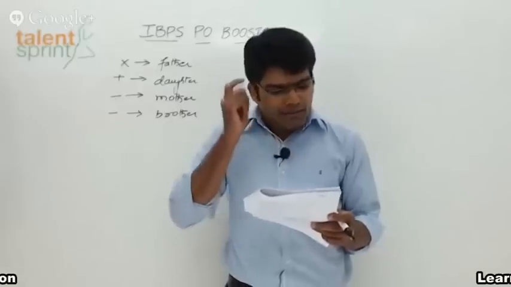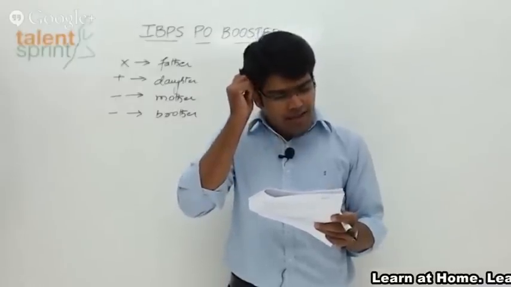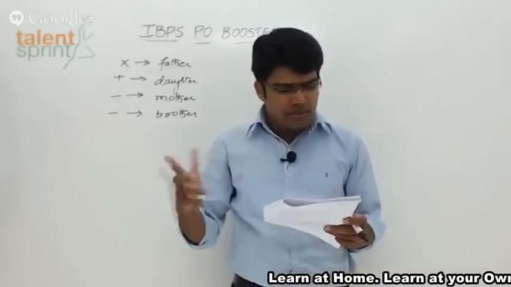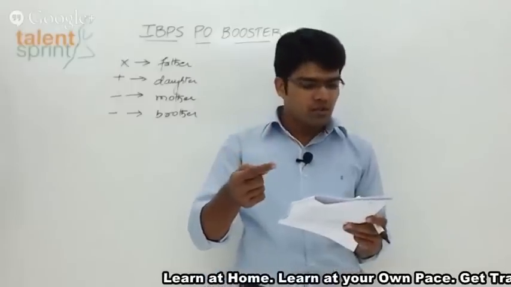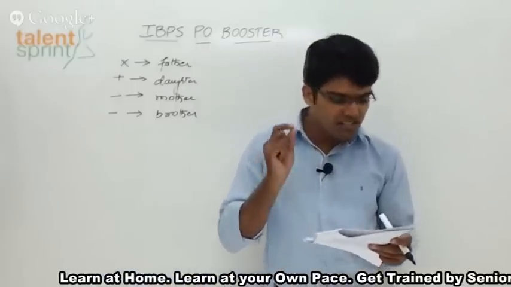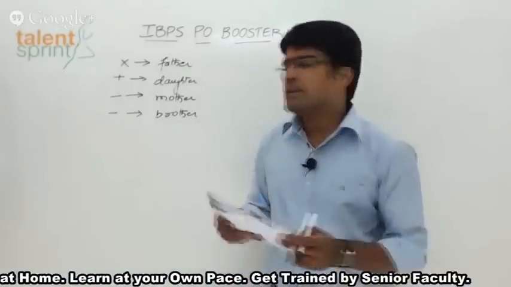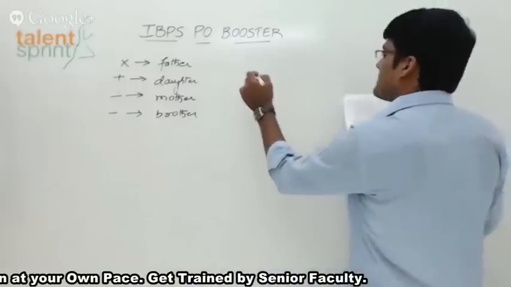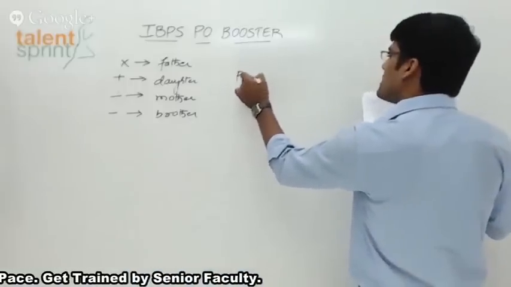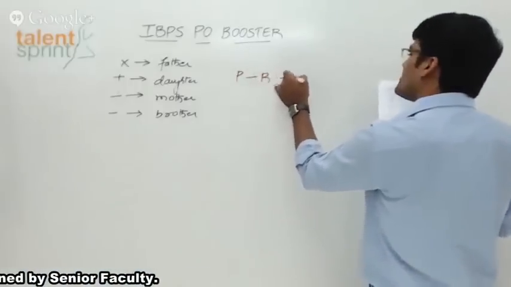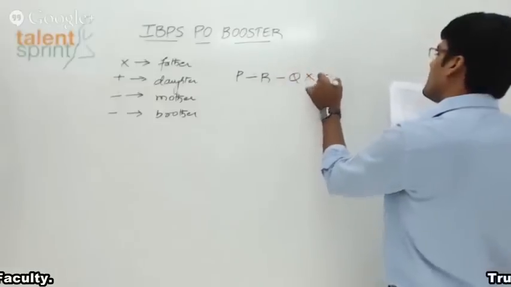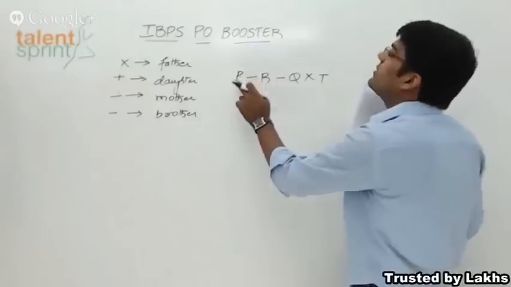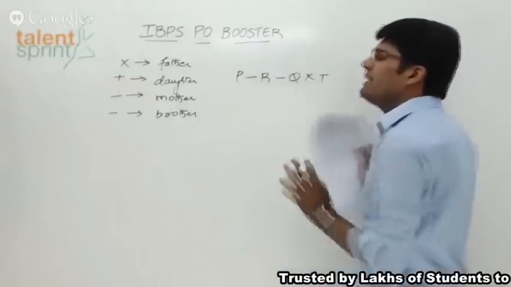Now question number 3. If P division R minus Q into T, how is P related to T? So there's an equation given. You need to identify what is the relation between P and T in the given equation. Now let me just put the equation first. Question number 3 says P division R minus Q into T. We have to identify how is P related to T.